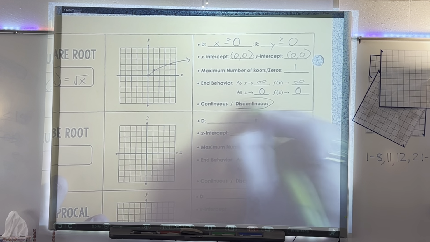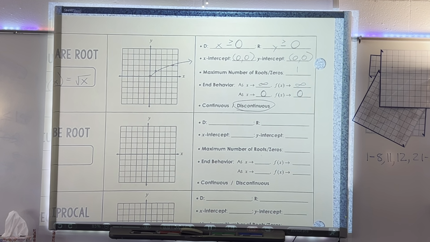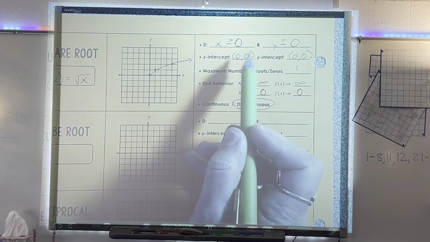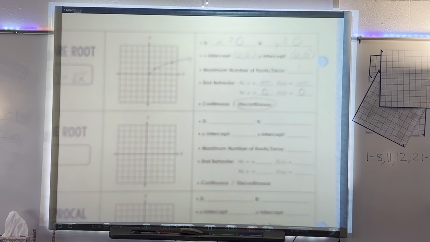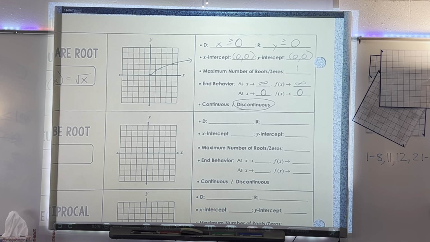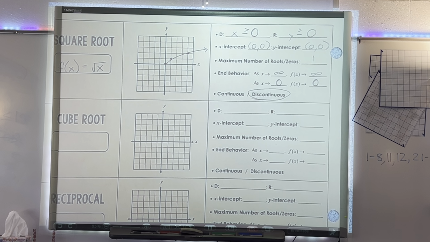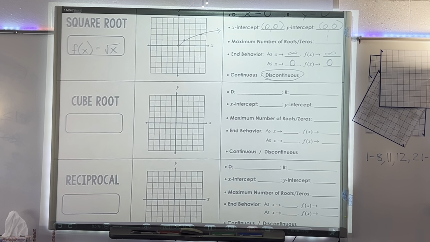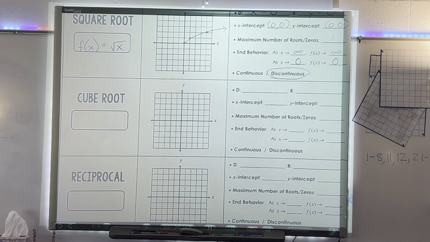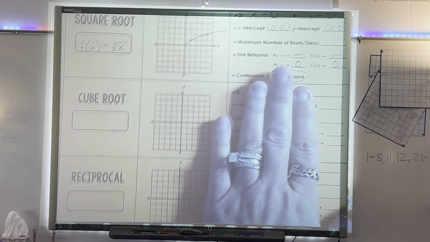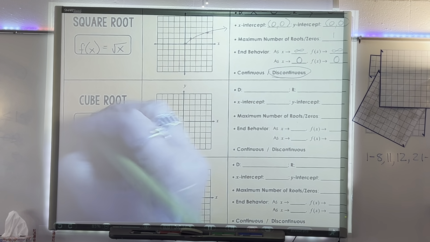And I would call that discontinuous. It is continuous from here to the right, but it is not continuous forever. So we'll go ahead and label it as discontinuous. It kind of depends on what curriculum you use, what they call that. Typically a discontinuity looks a little bit different, but we're going to go ahead and call that one discontinuous for now. All right, cube root.